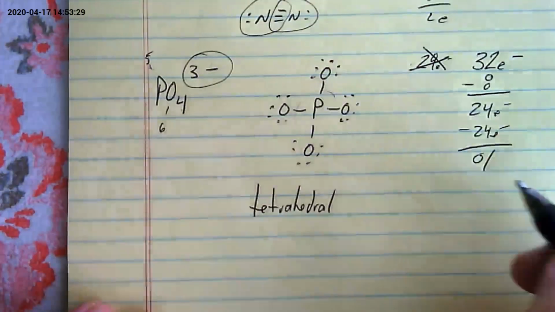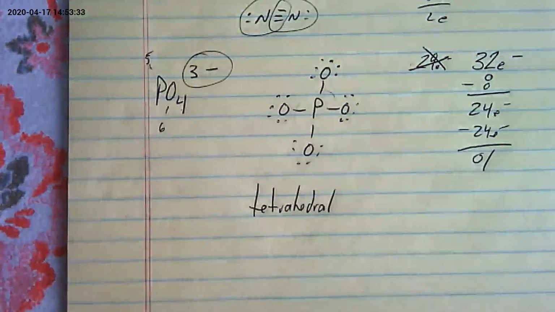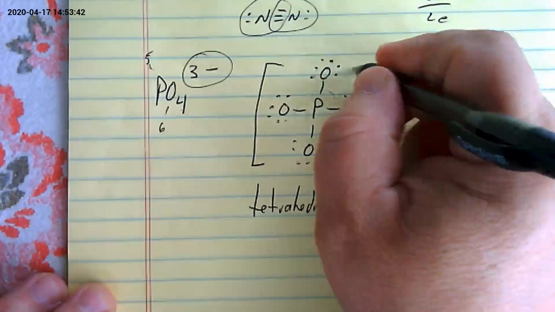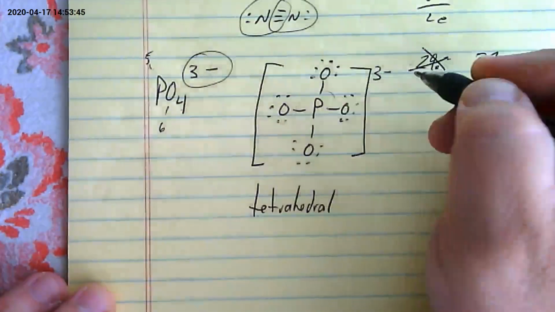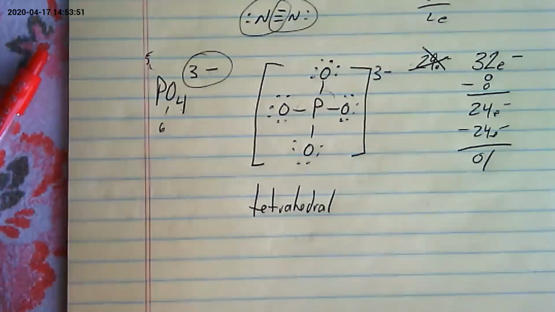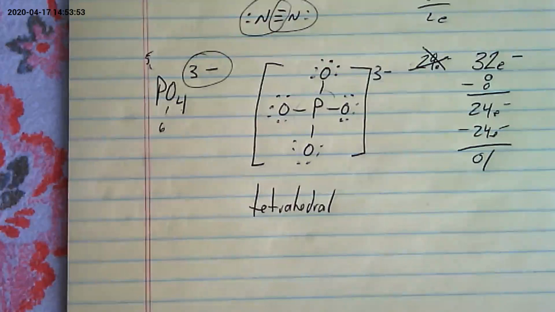But this right here, if you remember, means that this molecule as a whole has gained 3 electrons. So we have to add 3 to this. And 29 plus 3 is 32. If it had a 3 plus, that would mean that it lost 3 electrons, and therefore you would subtract 3 from that total. Now, once you've done that, everything else is done the same.